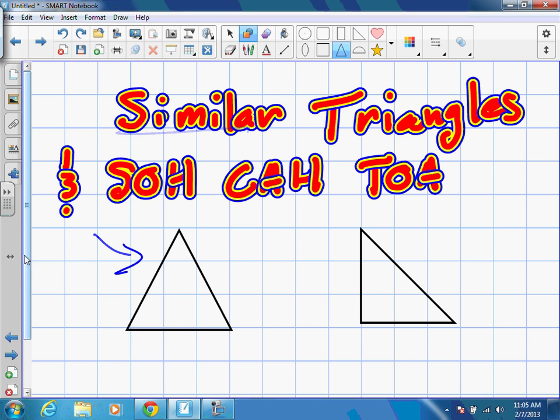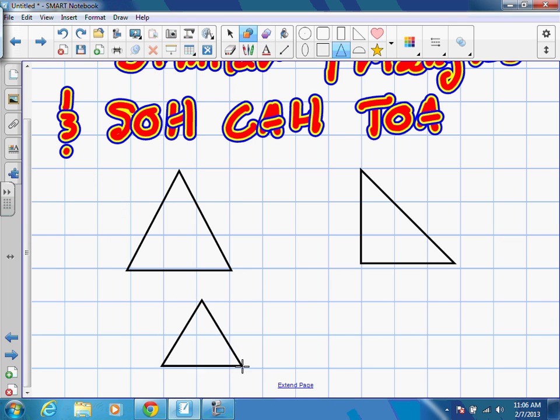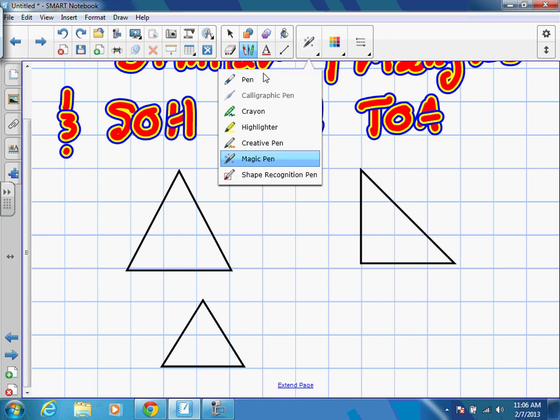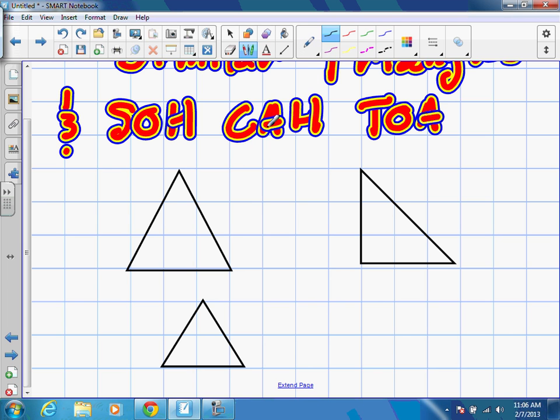A similar triangle is not the same size, but has to have something that is the same in them. Anyone know what that is? It doesn't have to be a right angle. It has to be just the angles. I know this is not to scale, but let's say this is 53 degrees, this is 47 degrees, and this is 80. We know all the angles have to add up to 180. I'm going to say that these angles are the same. In other words, they have to be identical in order to be a similar triangle.